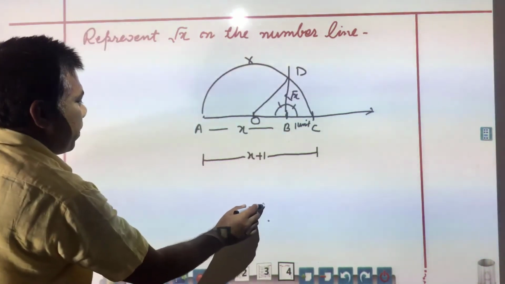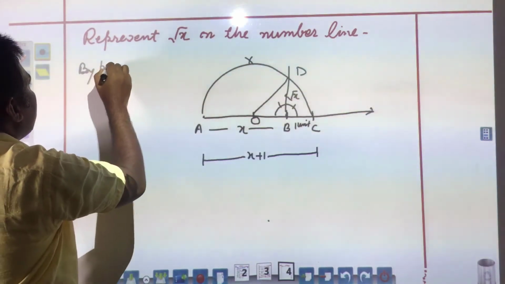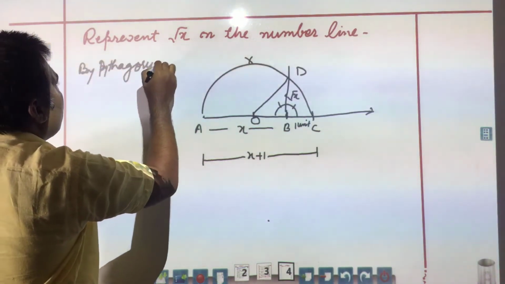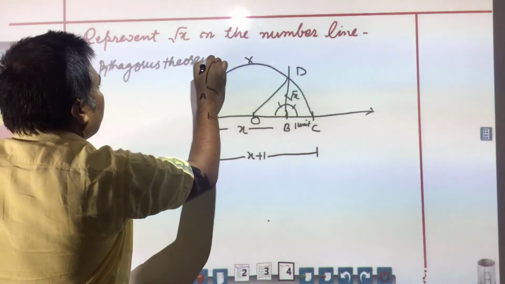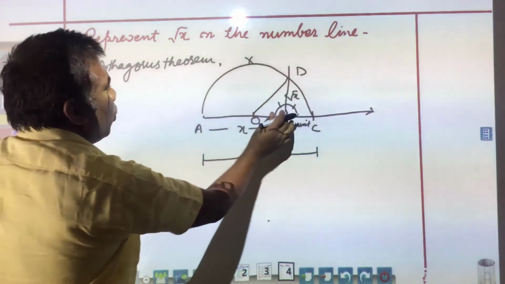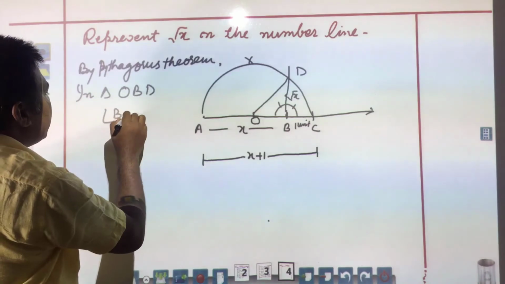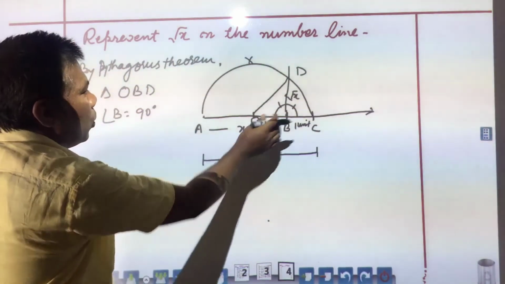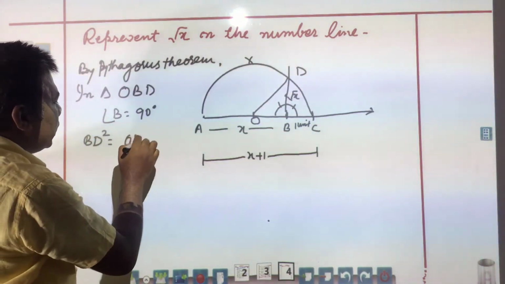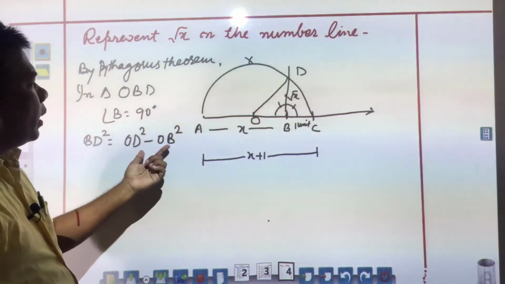Here you see, by Pythagoras theorem, in triangle OBD, angle B is equal to 90 degrees. So, BD square will be equal to OD square minus OB square. Now, you find out OD and OB.